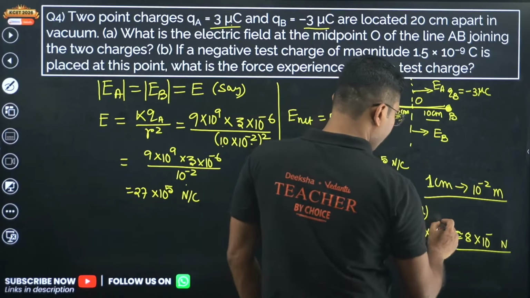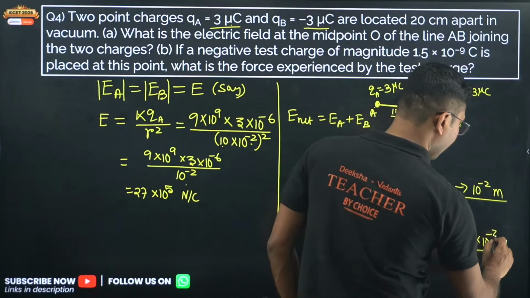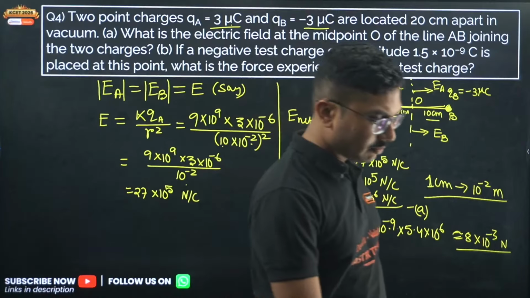10 to the power of 6 was there, no? So 10 to the power of 6 means 10 to the power of minus 3. Yes, 8 into 10 to the power of minus 3. Yes.